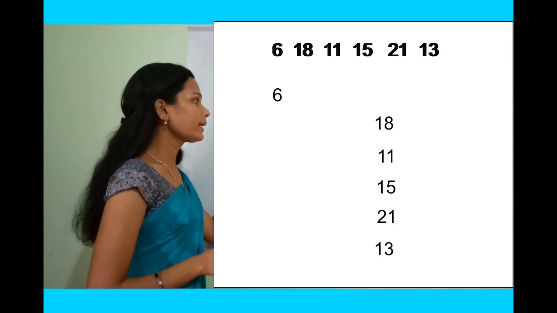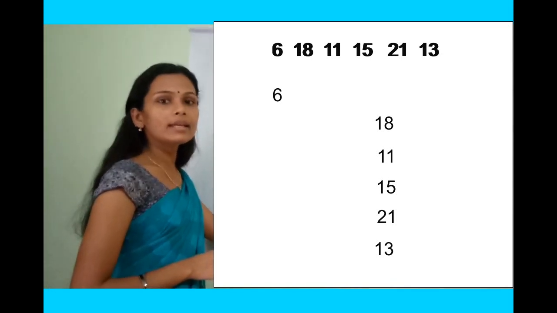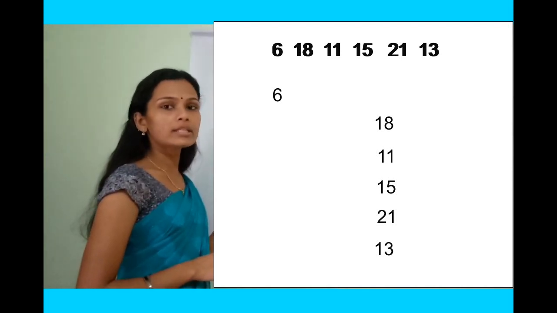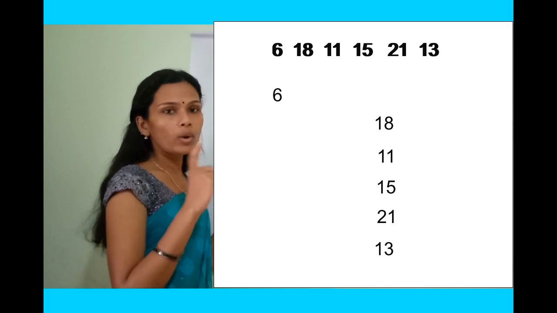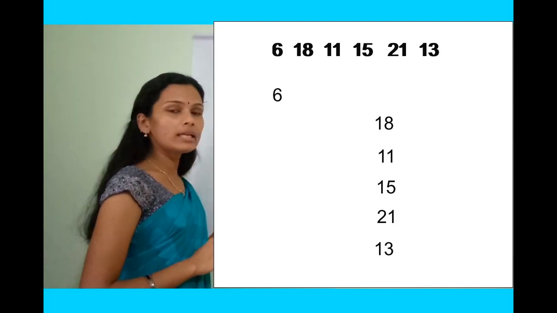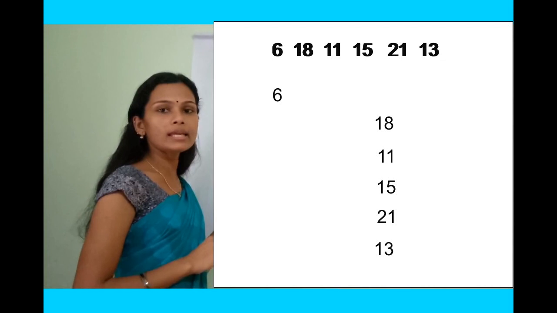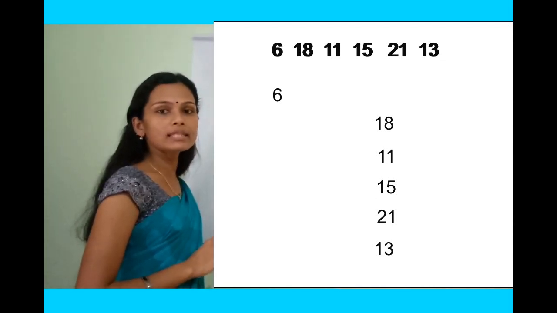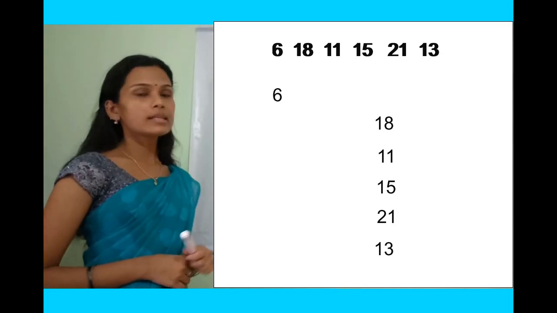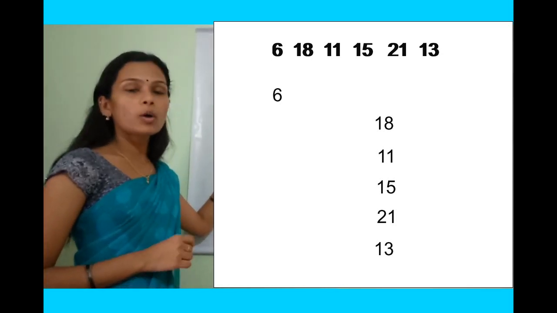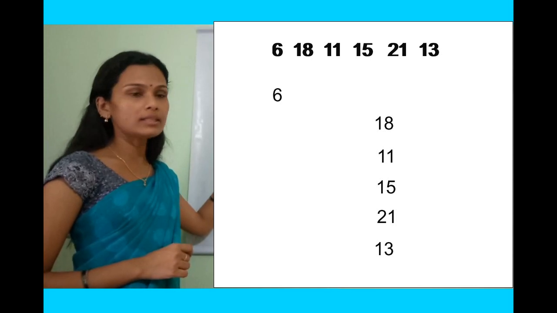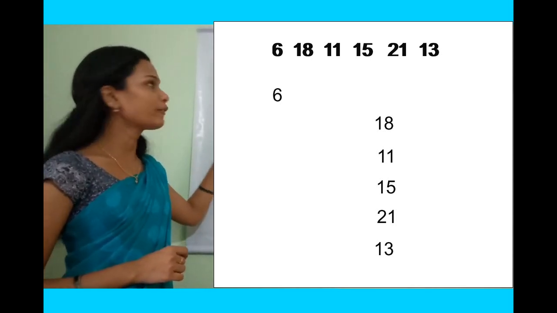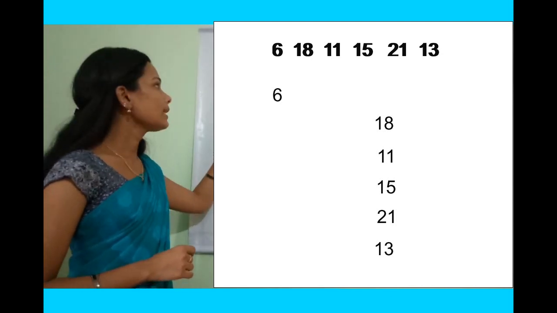Here the second digit of 18 is 8. What about 11? The second digit of 11 is 1. As we can see, the second digit of 15 is 5 and the second digit of 13 is 3. Since 11 has the smaller number as second digit, 11 will be the smaller number. So next after 6 we have to write 11.